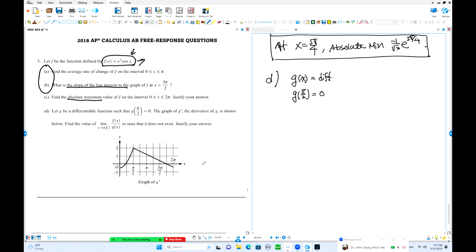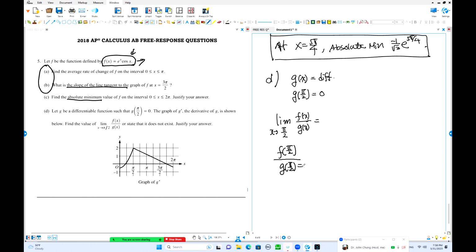So we're going to find the limit as x approaches pi over 2 of f(x) over g(x). Now we're going to find the limit value here. All we need to check, we can use L'Hopital's rule or some other method. Put pi over 2 in there. Check it out first: f(pi over 2) over g(pi over 2).